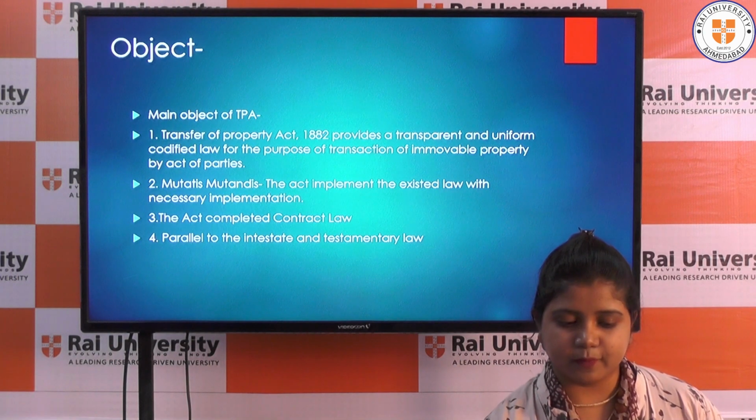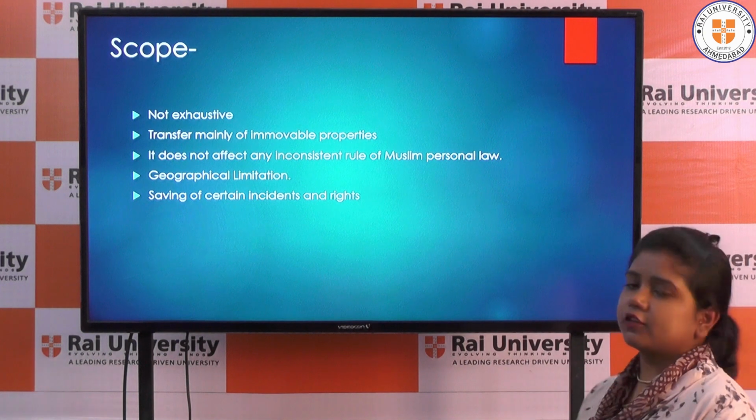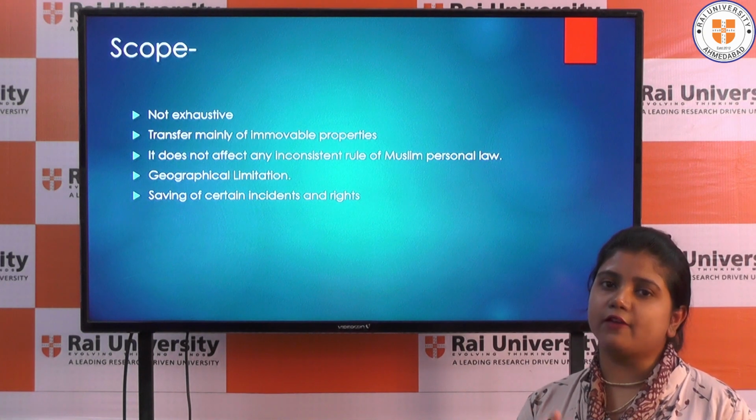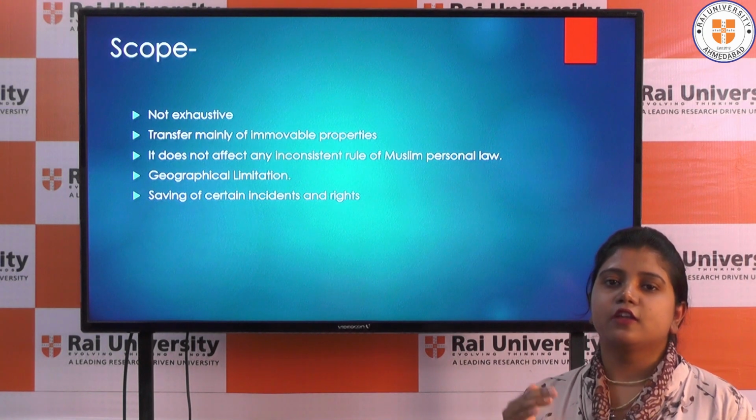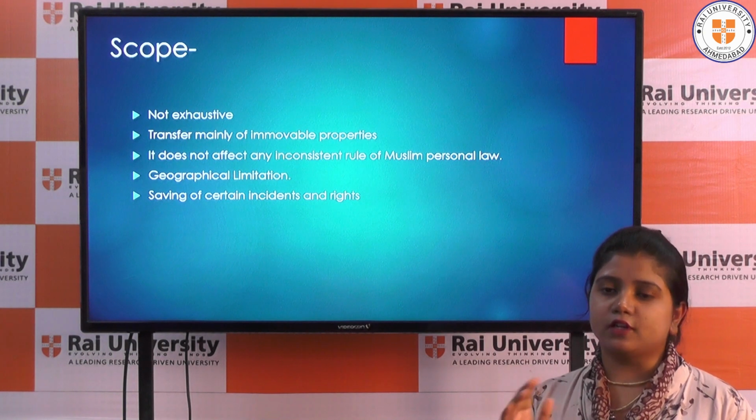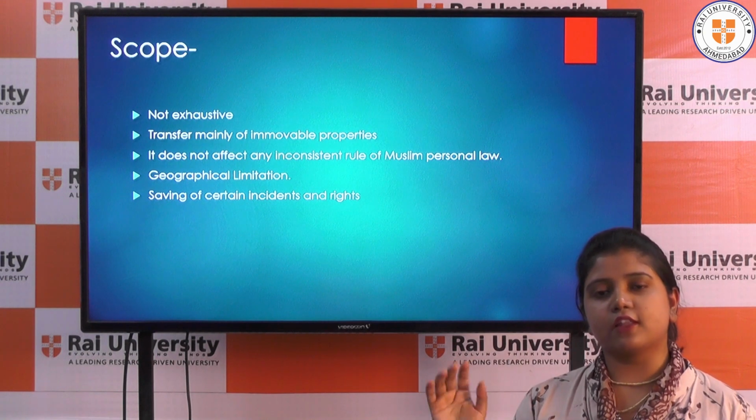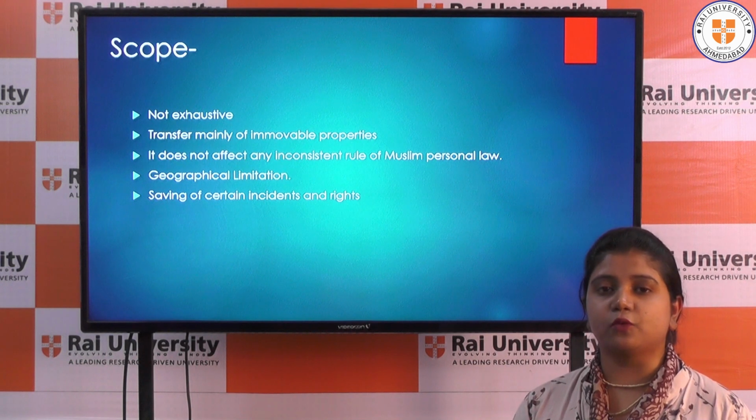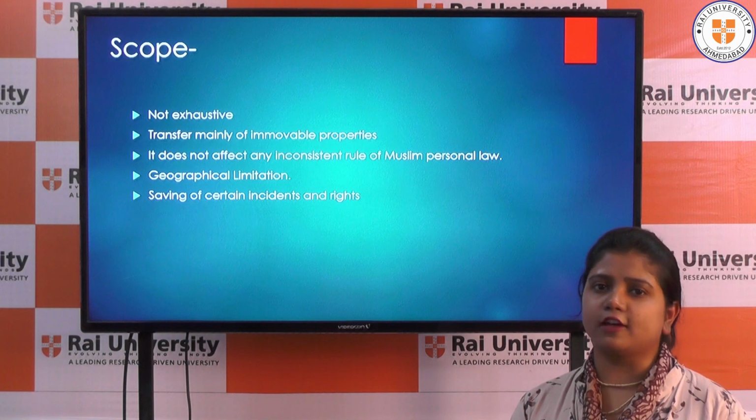The next slide is about the scope of the TPA. TPA is not exhaustive. We can relate it to the IPC. If you have read the IPC, I presume you know it. If you talk about section 300, murder, murder is exhaustively dealt with in the IPC. The provisions of murder are set out in section 300, whereas punishment is in section 302, and attempt to murder is dealt with in section 307.